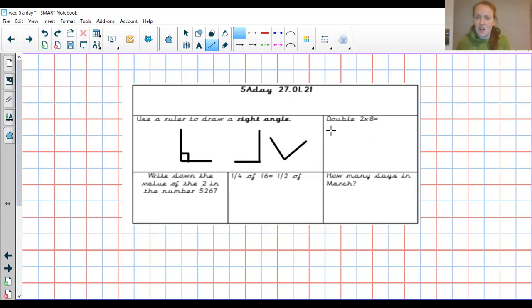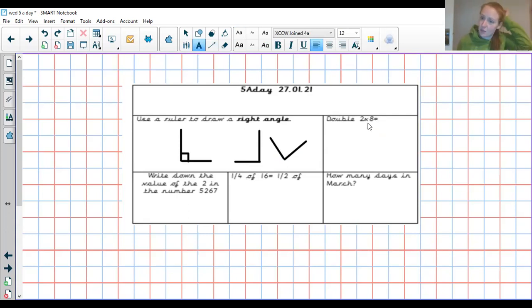I hope so. Okay, over here we have got double 2 times 8. Now you all know your 2 times tables. If you're working on your 8 times table hexagons, you could use your 8 as well, but I'm going to use my 2s just for everybody. So 2 times 8, you should know off the top of your head, is 16.